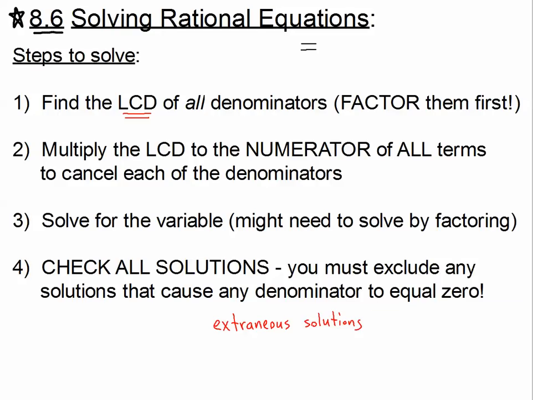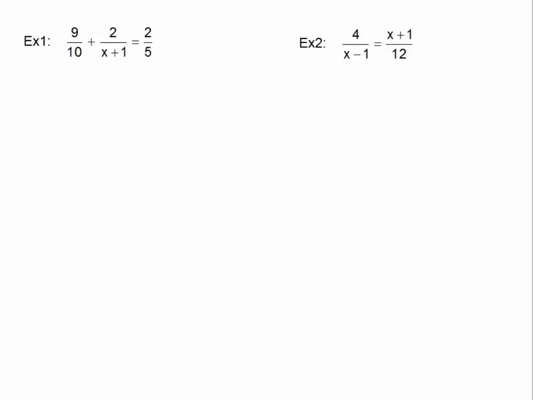So let's look at a few examples in this tutorial. Start with example number 1. We have a rational equation. It's rational because we have fractions, and it's an equation, of course, because we have an equal sign. So step 1 says find the LCD. So I'm going to list the LCD right over here.